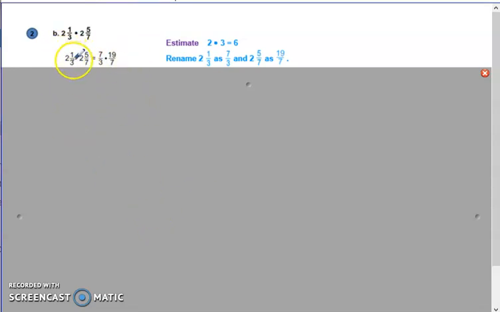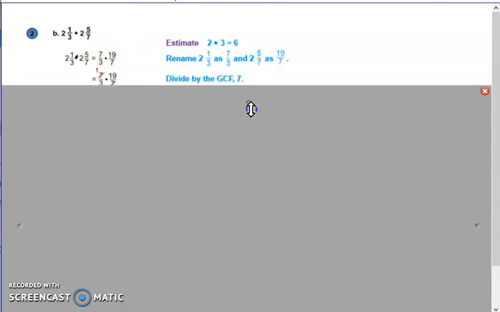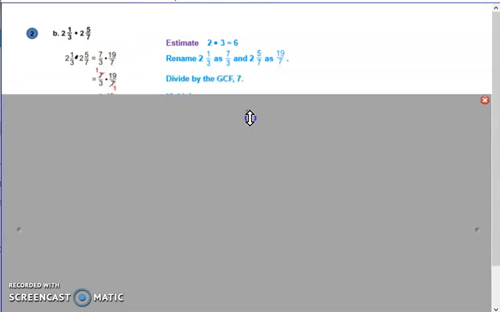2 times 3 is 6, plus 1 more is 7, so this will be 7/3. 2 times 7 is 14, plus 5 more, which is 19, and so it is 19/7. You keep the same denominator. Now you can multiply straight across, but I myself would want to reduce these 7s first. Oh, and the book did too. So they divided by 7 for each one of them.